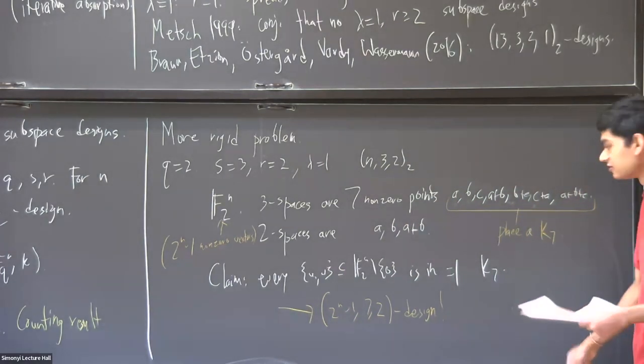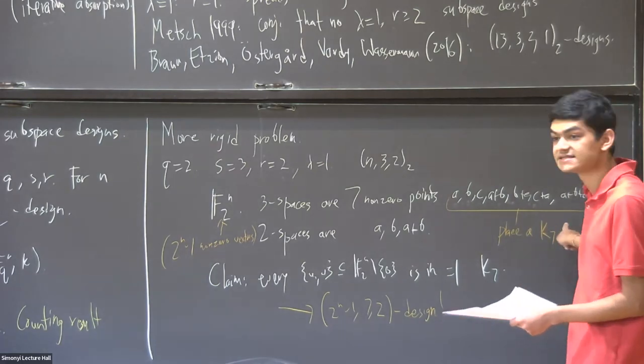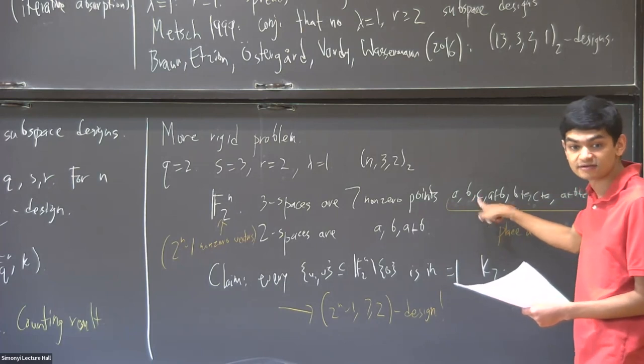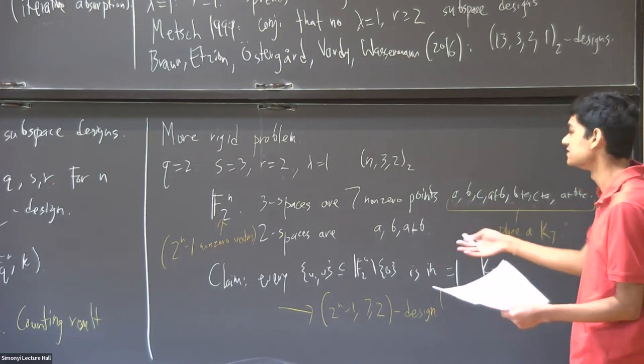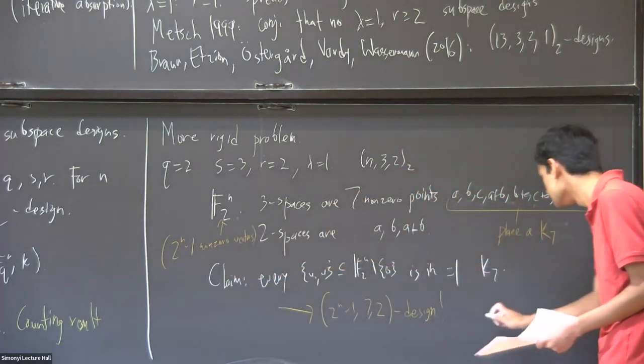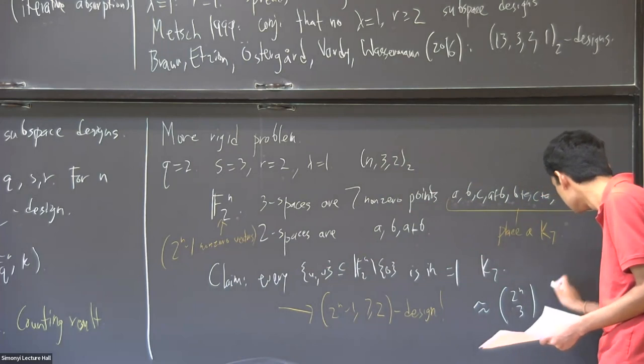But it's not just any 2 to the n minus 1, 7, 2 design. How many possible K7s are we allowed to use? I choose A, B, C, rest is forced. Well, let's assume some identification of the non-zero vectors with 1 up to 2 to the n minus 1. So it's approximately 2 to the n choose 3 K7s.